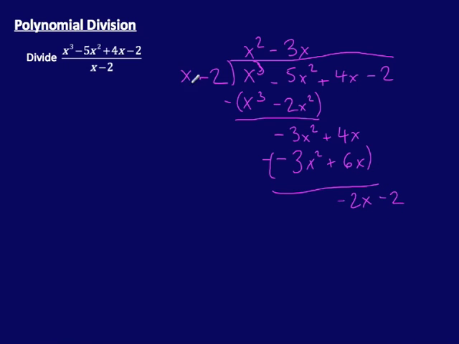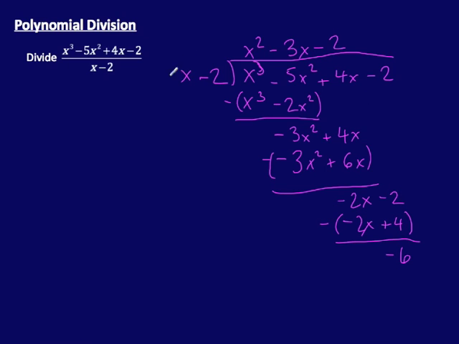And we go again. x and negative 2x. I need to multiply x by negative 2. That gives me negative 2x. And negative 2 times negative 2 is positive 4. Again, subtract. The negative 2x's disappear. And negative 2 minus 4 is negative 6.